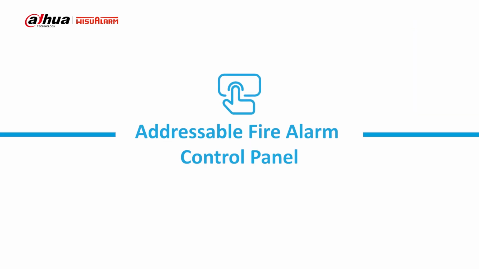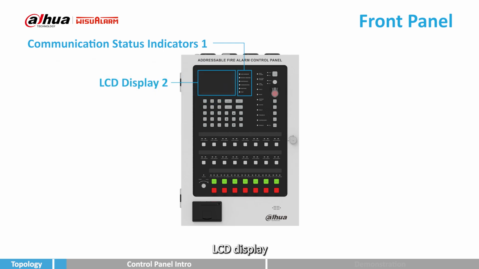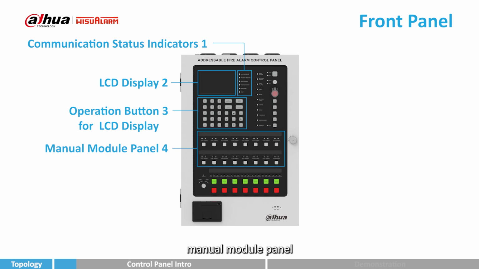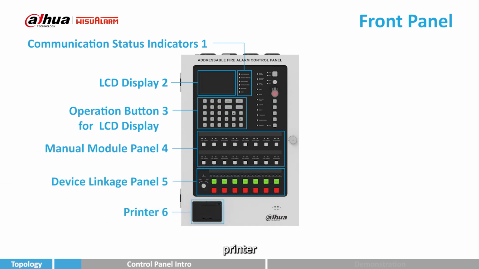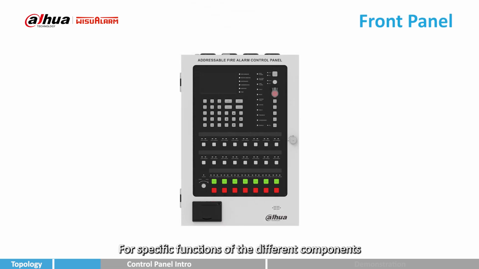Now, let's explore the functions of the buttons on the control panel. The control panel consists of communication status indicators, LCD display, operation button for the LCD display, manual module panel, device linkage panel, printer, alarm sound outlet, operation button for the fire alarm system and operation status indicators. For specific functions of the different components, please refer to the annotations above.